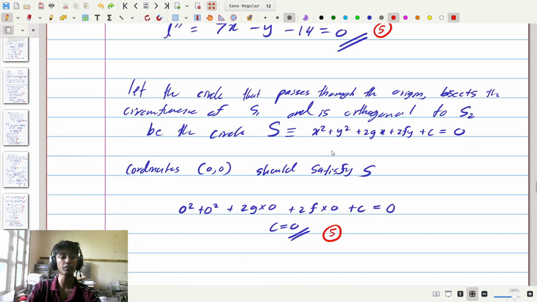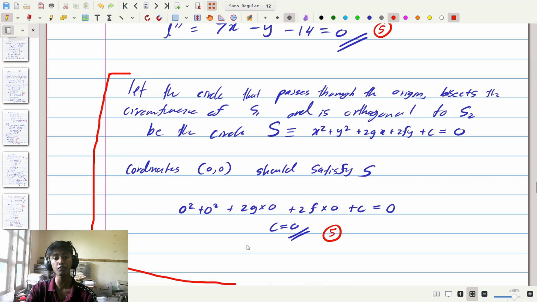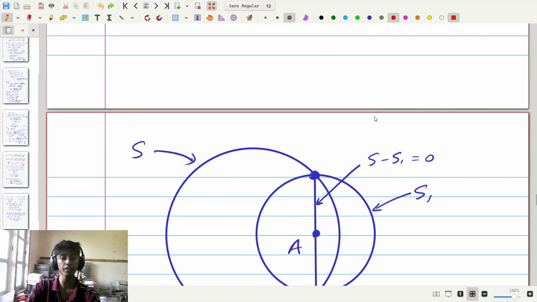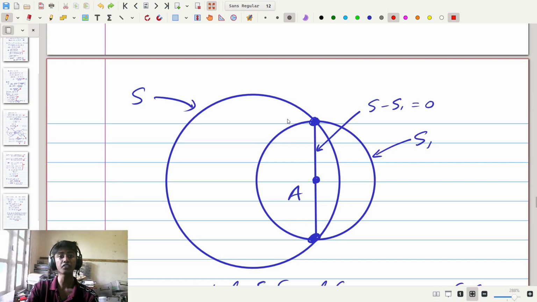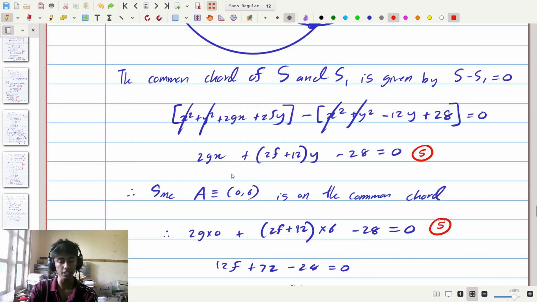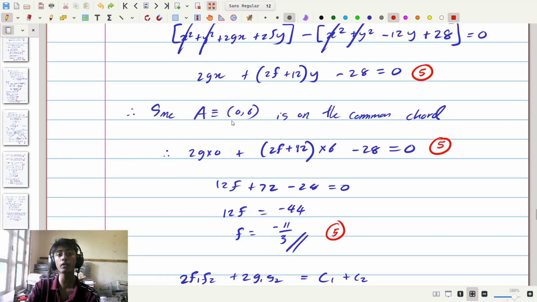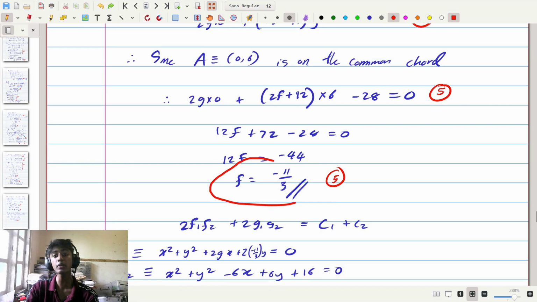Now moving on from that, for the last part, which is about the circle, when you conclude that c is equal to 0 based on the fact that 0, 0, you substitute into circle S and get c equals 0, you get 5 marks. And after that, when you go down and consider the second condition, which says that the circle S bisects the circumference of the circle S1 and get these equations right here, for the equation of the common chord, you get 5 marks. For substituting in the coordinate 0, 6, you get 5 marks. And then for getting the value of f as negative 1103, you get another 5 marks.